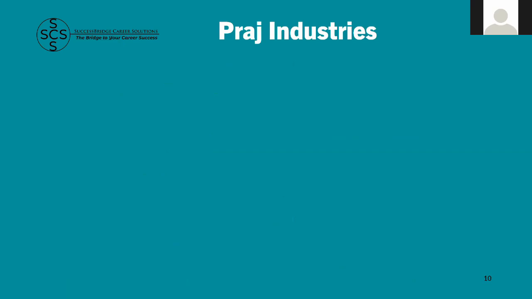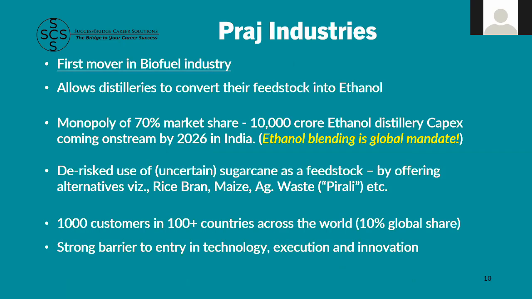Now, Praj Industries, a different industry altogether. They are a first mover in the biofuel industry. So that means production of ethanol from various feedstock. What it does is it allows distilleries to convert their feedstock into ethanol, so they build plants that help distilleries to convert their feedstock into ethanol.